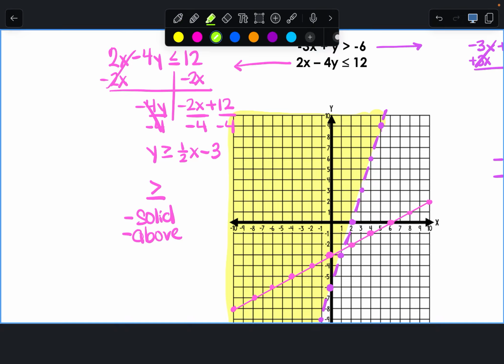After you're done shading, I'm going to show you a calculator skill that you can use for a problem like this. I'm going to show you a bunch by the end of the year.